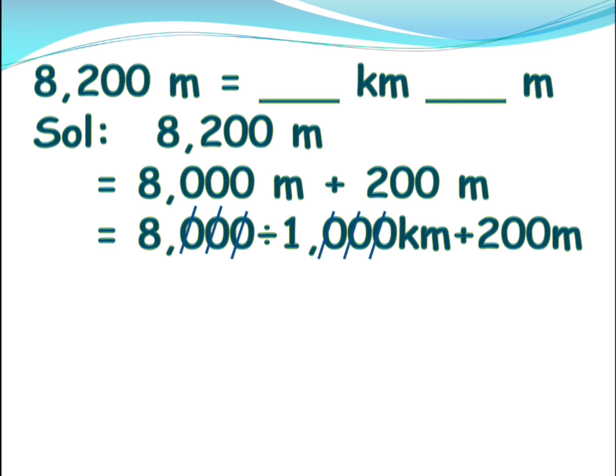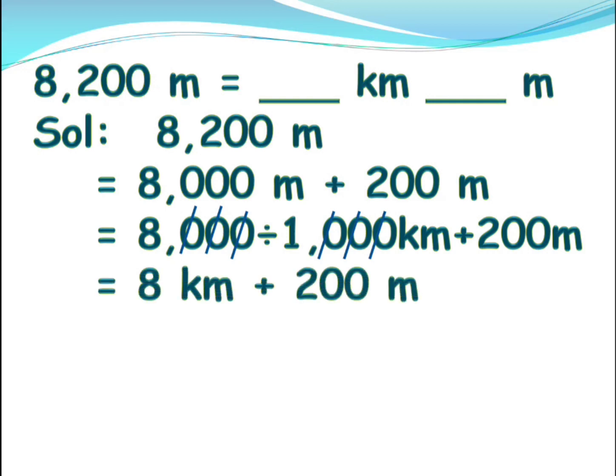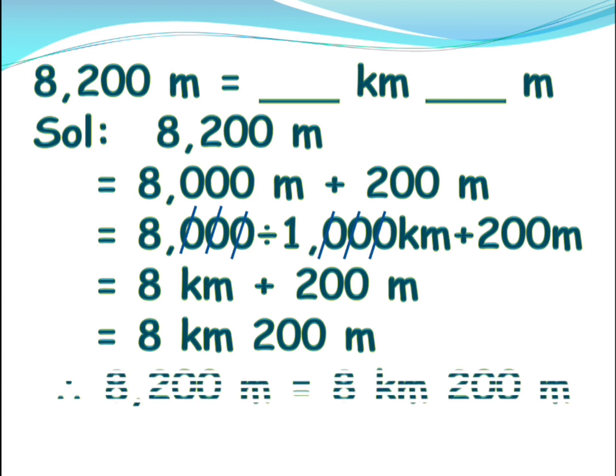Okay, now what is left out? 8 divided by 1. That becomes 8. So what you can write, 8 kilometers plus 200 meters. Now here kilometers and meters you have. They are not same. Kilometers is bigger unit and meters is smaller unit, isn't it, children? So you'll simply remove the plus and just write 8 kilometers 200 meters. Okay, finally what you can write, therefore 8200 meters is equal to 8 kilometers 200 meters.